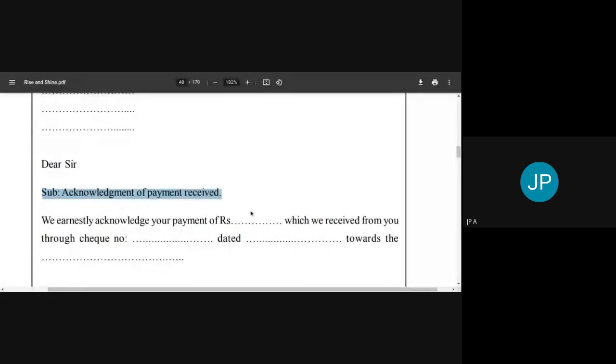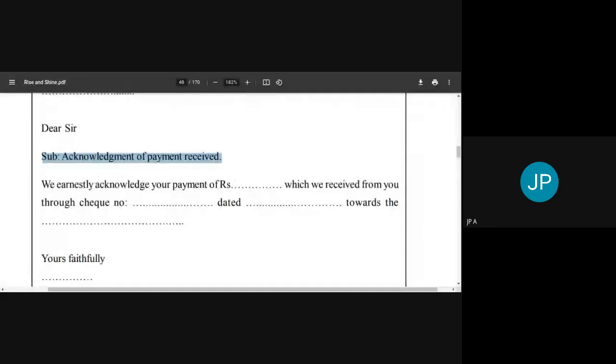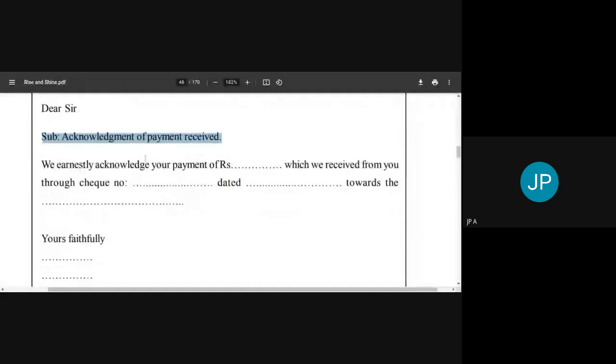So they say that they have received the payment for the cupboard or cabinet. So we acknowledge your payment of rupees, the amount is mentioned there, 20,000. You can write it here, which we received from you through check number. Okay, check number is usually a 6-digit number, dated, date of the check.